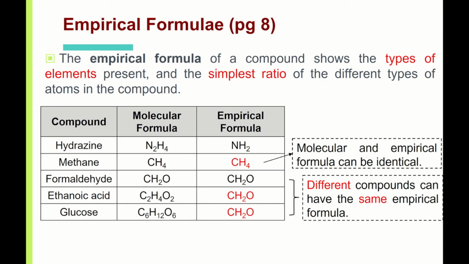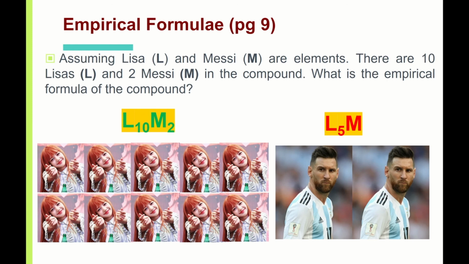Now, I'm sure you know her, or maybe if you don't know her, you might know him. Lisa stands for L, Messi stands for M. So there are 10 Lisas and 2 Messis in a compound. What is the empirical formula of the compound? Empirical formula is the simplest ratio. So if I simplify, 10 is to 2 becomes 5 is to 1. So the answer is L5M. L10M2 is your molecular formula, the actual number.